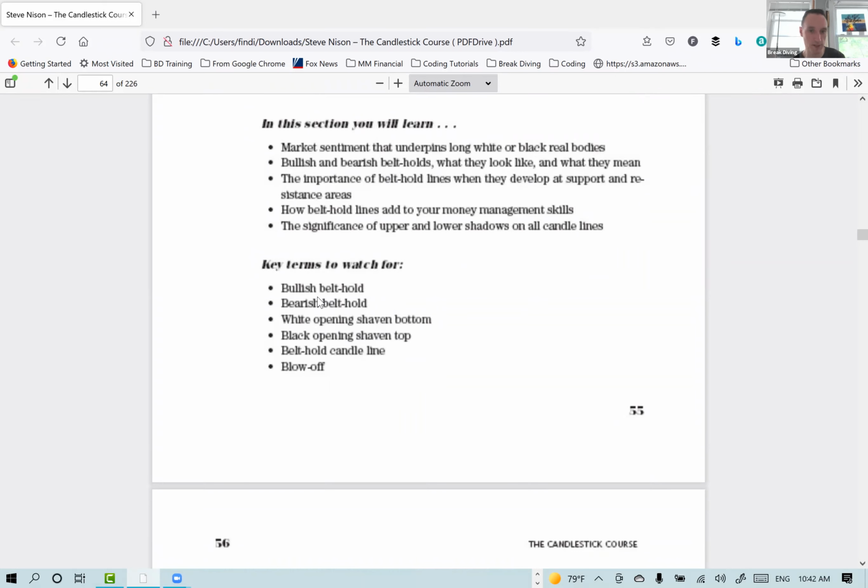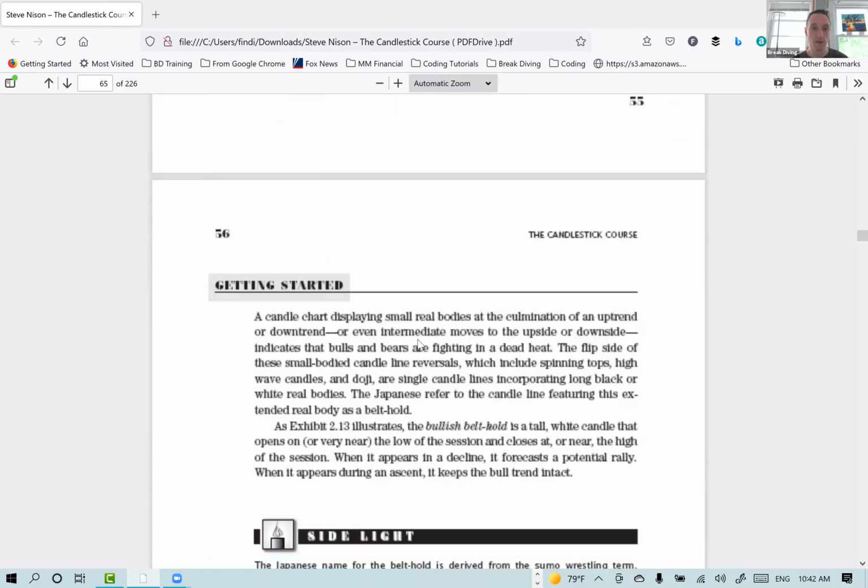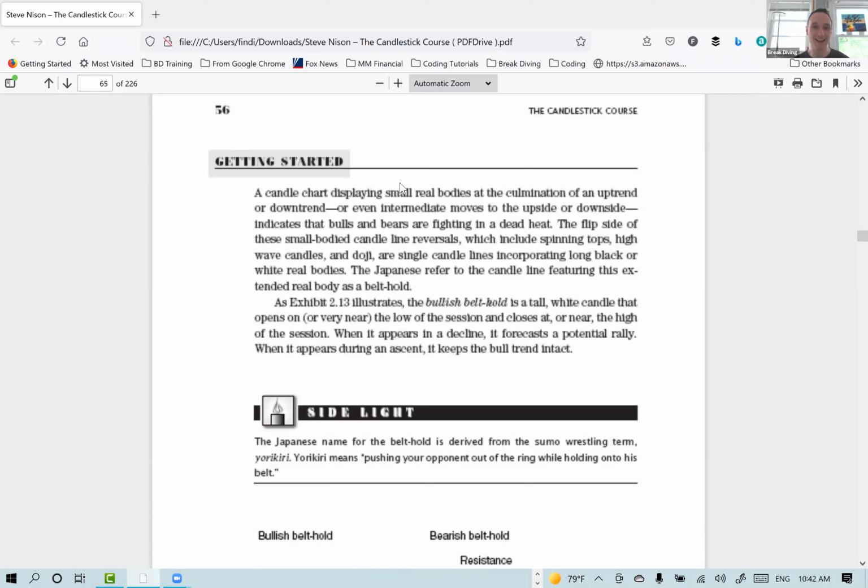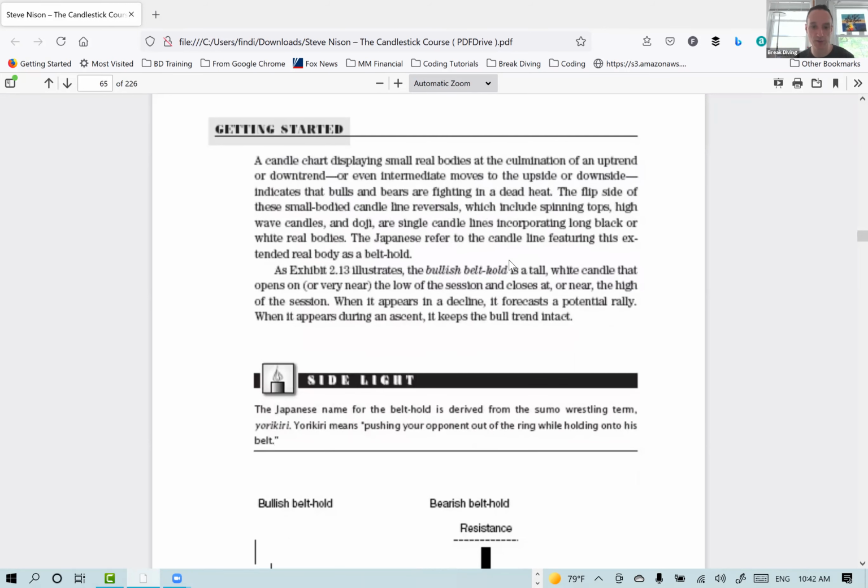We're going to learn bullish belt hold, bearish belt hold, white opening shaven bottom, black opening shaven top, belt hold candle line, and the blow off. A candle chart displaying small real bodies at the culmination of an uptrend or downtrend, or even intermediate moves to the upside or downside, indicates the bulls and bears are fighting in a dead heat. The flip side of the small-bodied candle line reversals, which include spinning tops, high wave candles, and doji, are single candle lines incorporating long black or white real bodies. These are called belt holds.